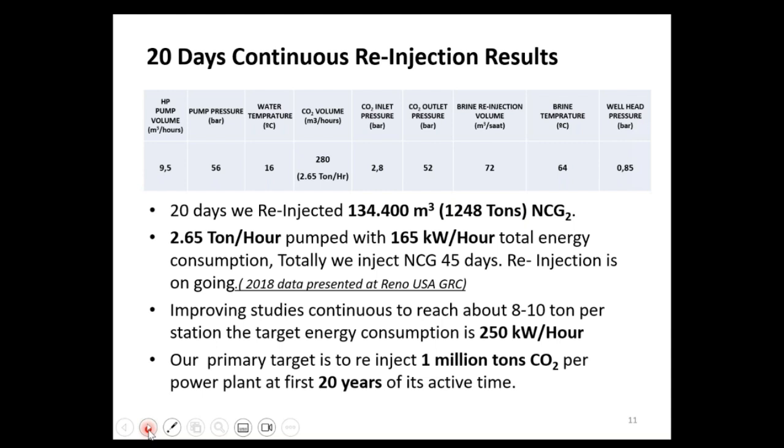And our plan was, we are still working on some different projects to be able to re-inject about 1 million tons of CO2 per power plant over the first 20 years, which is the expected minimum life cycle of each power plant.